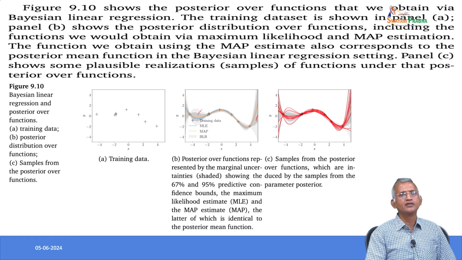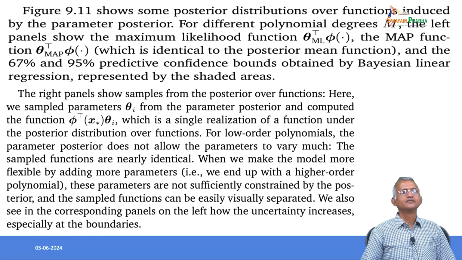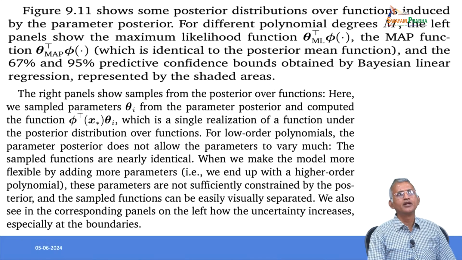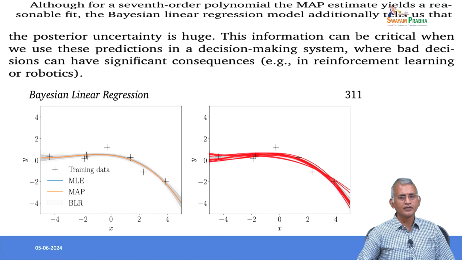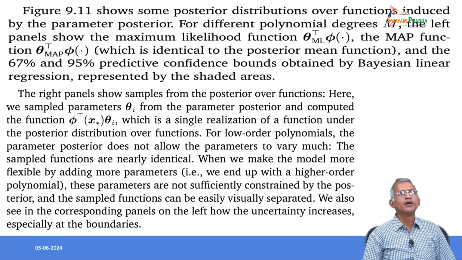and here panel C stands for samples from the posterior over function, which shows some plausible realizations of function under the posterior over functions, induced by the samples from the parameter posterior. And figure 9.11 shows some more posterior distributions over function induced by the parameter posterior, for a different polynomial degree M.